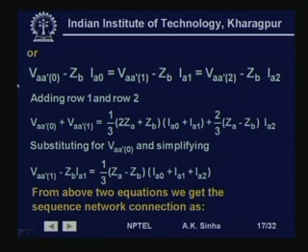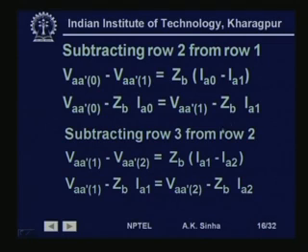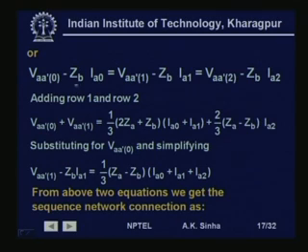Now, from this what we are seeing, VAA dash 0 minus ZB into IA0 is equal to VAA dash 1 minus ZB into IA1, which is equal to VAA dash 2 minus ZB into IA2. That is, if we see here, this term VAA dash 1 minus ZB into IA1 is here also, which means this term is equal to this term is equal to this term. So this is what we are writing here: VAA dash 0 minus ZB into IA0 is equal to VAA dash 1 minus ZB into IA1 is equal to VAA dash 2 minus ZB into IA2.